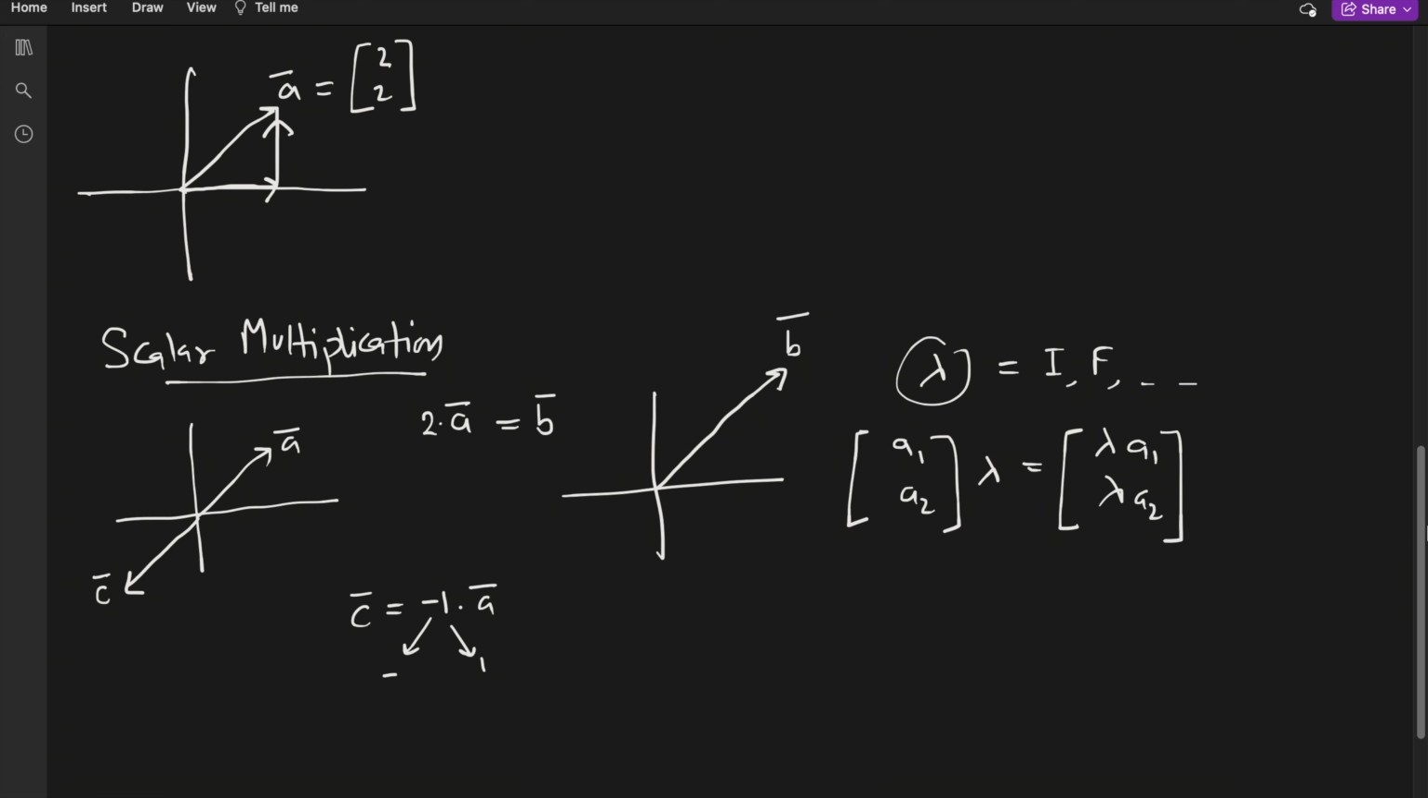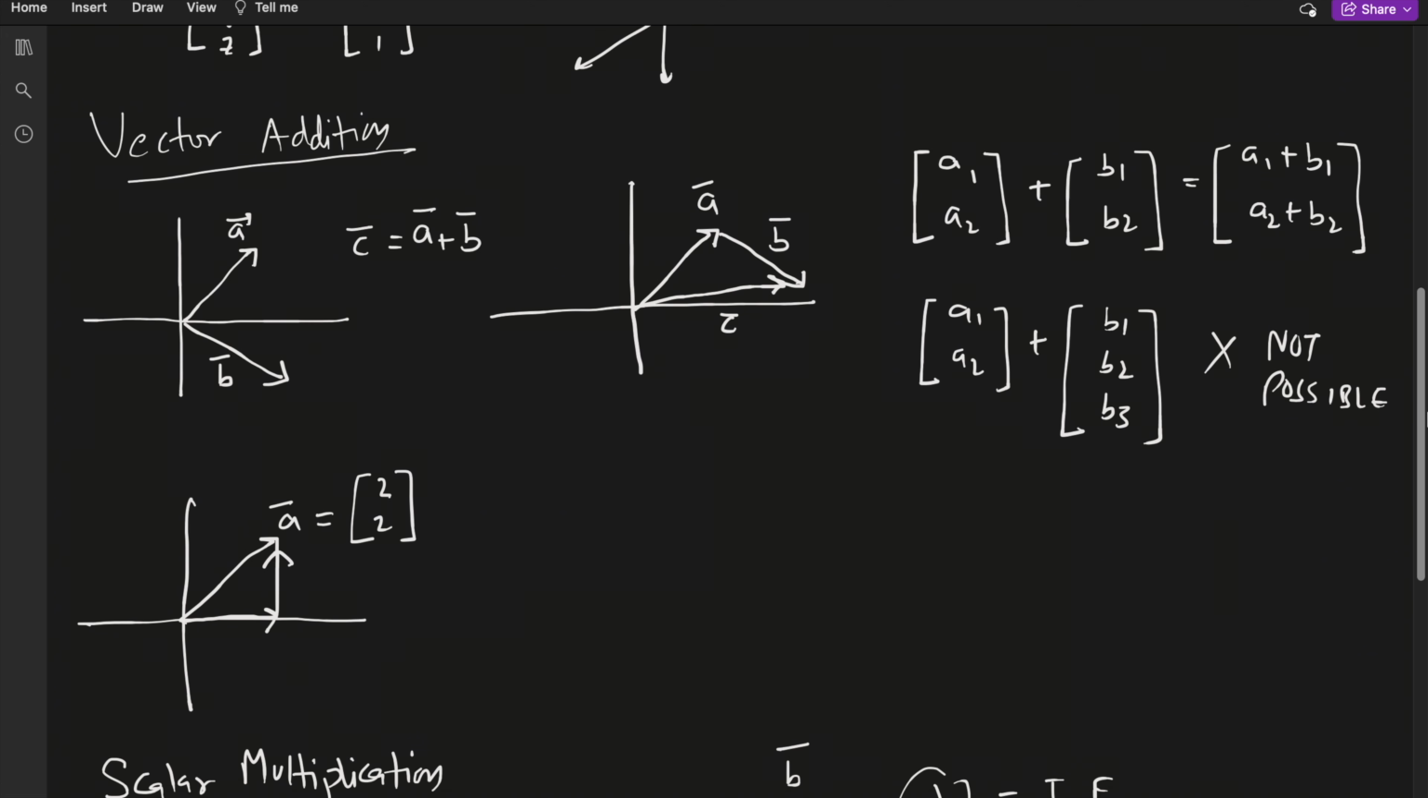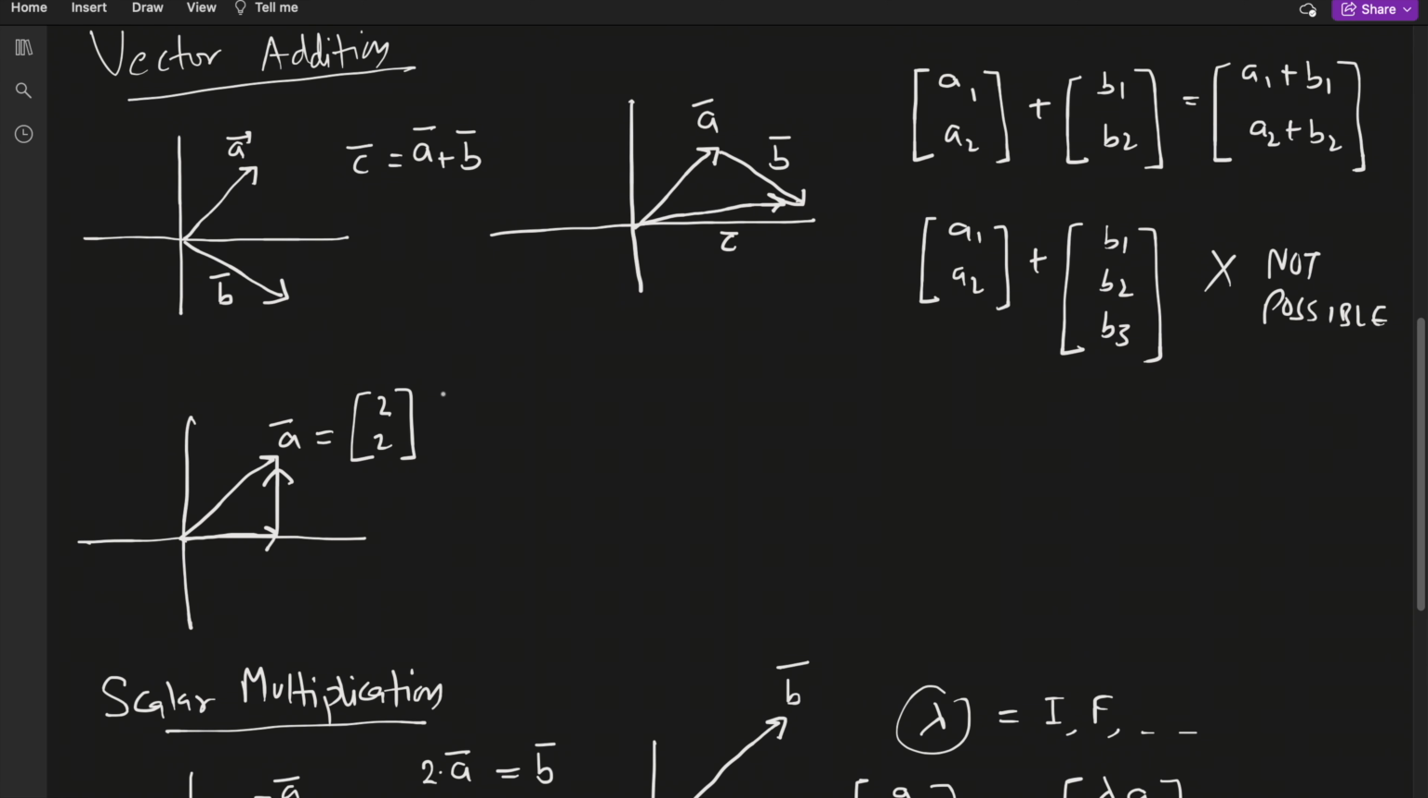Okay, so these two, vector addition and scalar multiplication, are the two most fundamental operations in LA. LA is basically linear algebra, right?